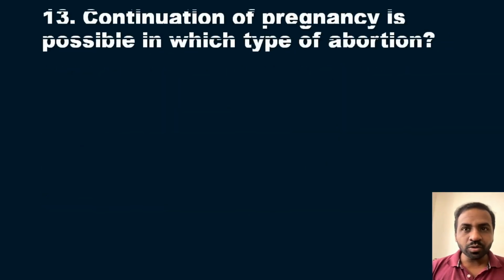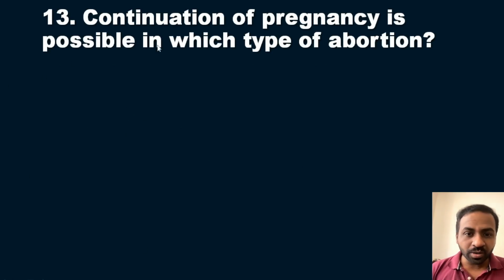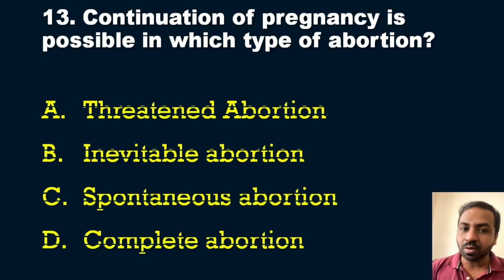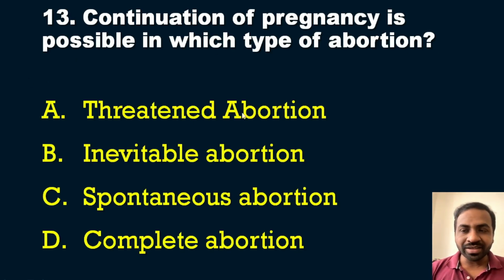Now we will move on to the 13th question in our series, and the question is from OBG. The question is, continuation of pregnancy is possible in which type of abortion? So pregnancy can be continued in which type of abortion? The options for you are option A, threatened abortion, option B, inevitable abortion, option C, spontaneous abortion, and option D, complete abortion. So what is the answer? The answer is option A, threatened abortion.